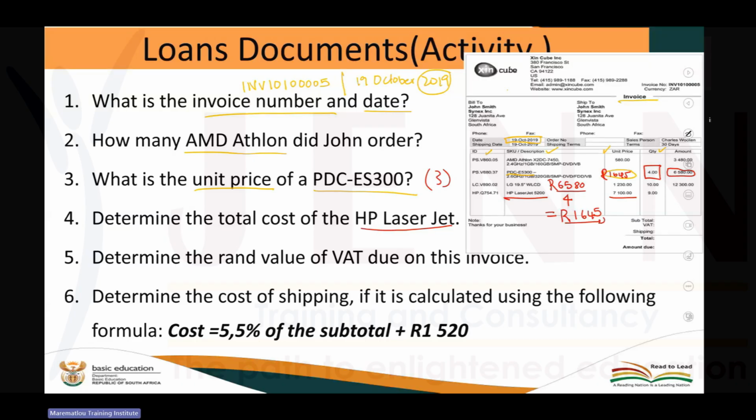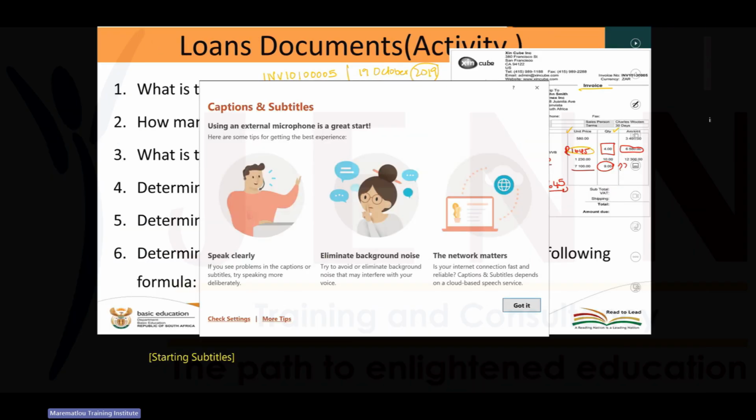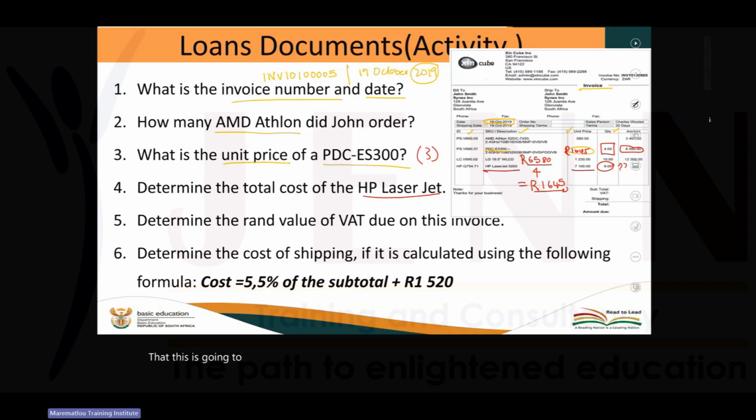But he didn't buy one. How many did he buy? 9 of them. So we want to know for 9 printers, of which one costs 7,100, for 9, how much will he pay? So this is what is going to come here. And you know that this is going to be your answer, because you will have done what? What are we going to do? Yes, Nosipo. You are right. 9 multiplied by 7,100. Simple as that.